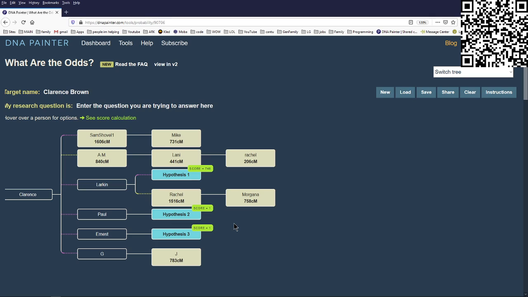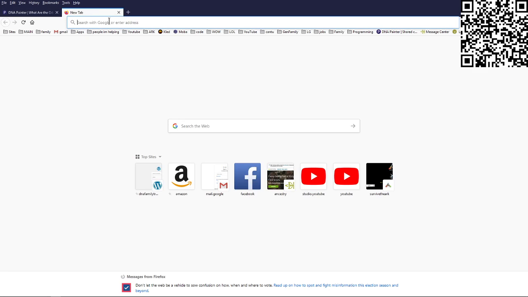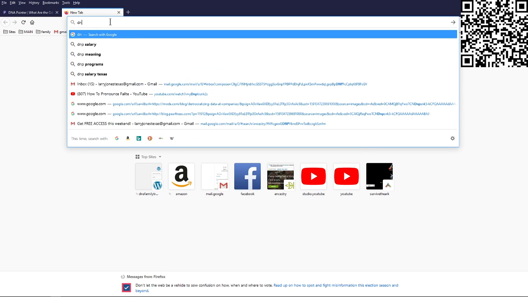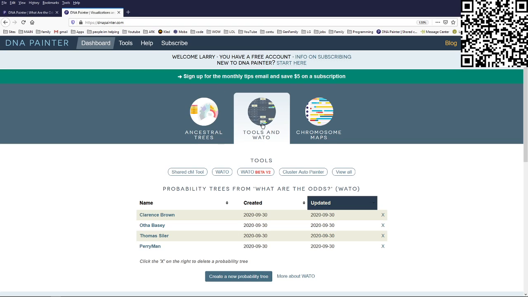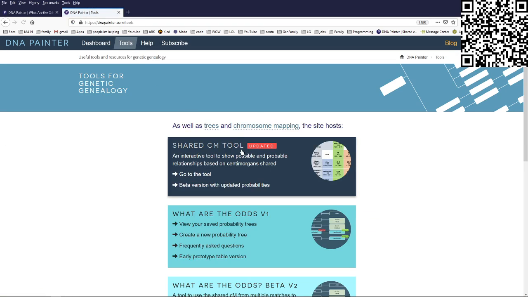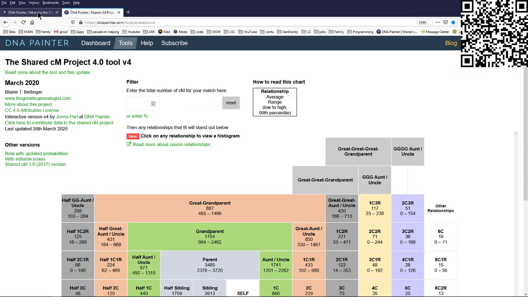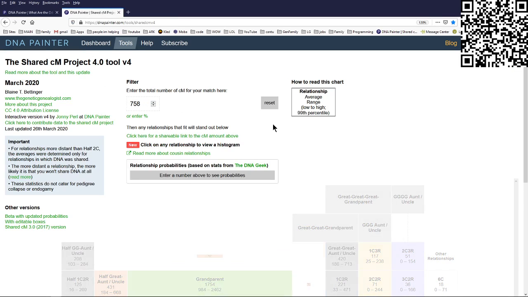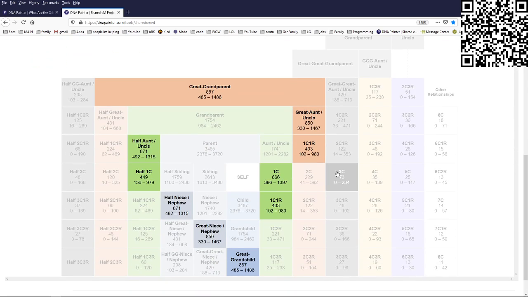And so that's an important distinction. While it is technically, mathematically possible, it's not really. And I'll show you why. So if we go back to the DNA Painter, we're going to go to the tools, the shared centimorgan tools, and we're going to enter that same number, 758. Okay, so we go 758, and now it's going to give us the kinships. It says you could be first cousin once removed, or first cousin, or half niece or nephew, or half first cousin.